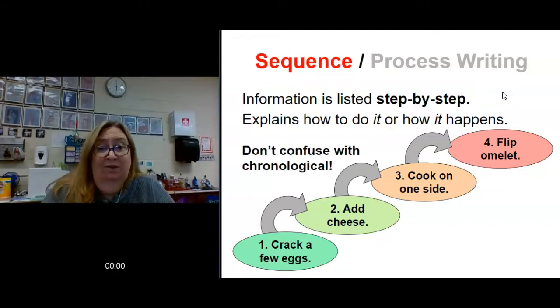This is not chronological. Chronological tells a story about how something happened at a certain time. Sequence can happen anytime. I can make an omelet anytime, and when I get to the point where I'm ready to make an omelet, I'm going to follow these directions.